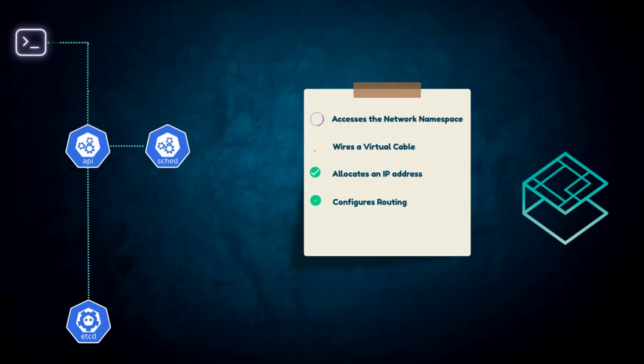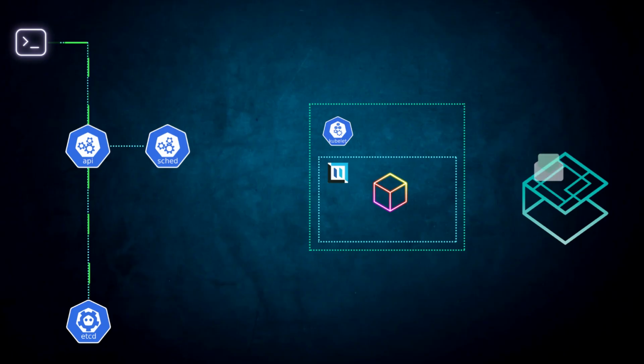When the networking configuration is complete, the CNI plugin returns a success response back to the container runtime. At this point, the pod has a fully functioning network interface and a unique IP address, but the actual Nginx application container is still not running.